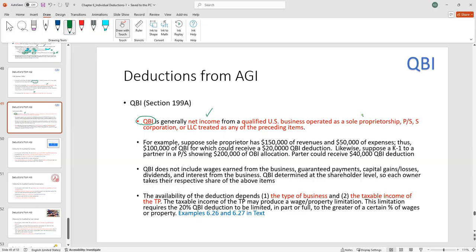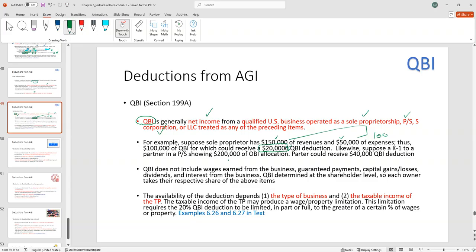business. Basically, if you're a sole proprietor, a partner in a partnership, a shareholder in an S Corp, or an LLC that's taxed in any of these ways, then you would get the QBI deduction. So say I'm a sole proprietor, I have a Schedule C, 150 of revenues, 50 of expenses. I net out to just a net income of 100, I would get, in that case, a $20,000 QBI deduction.